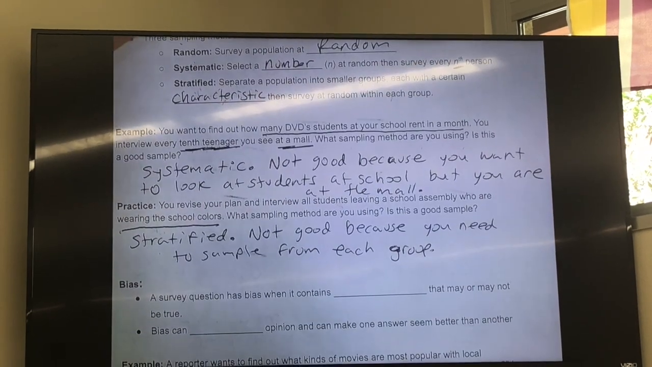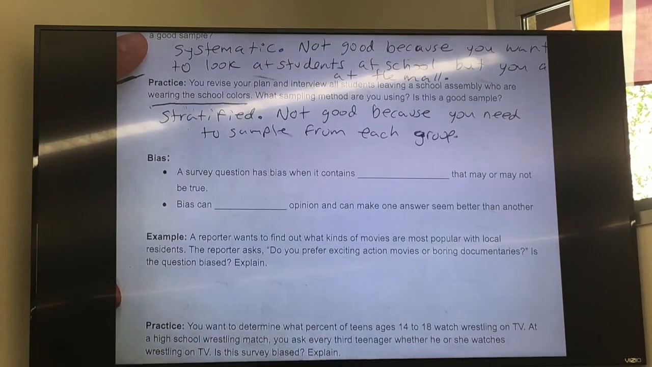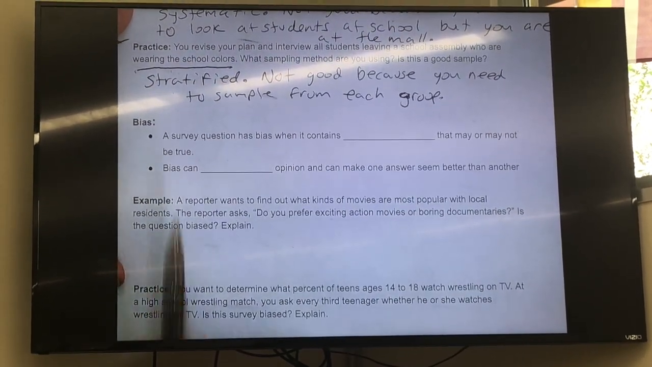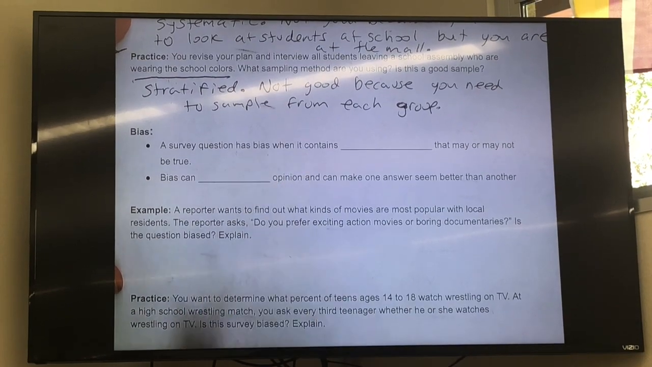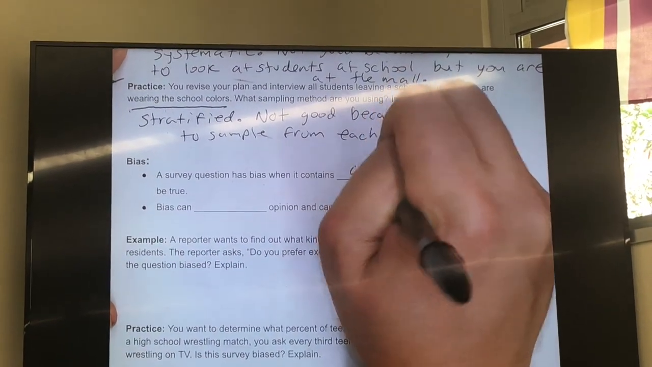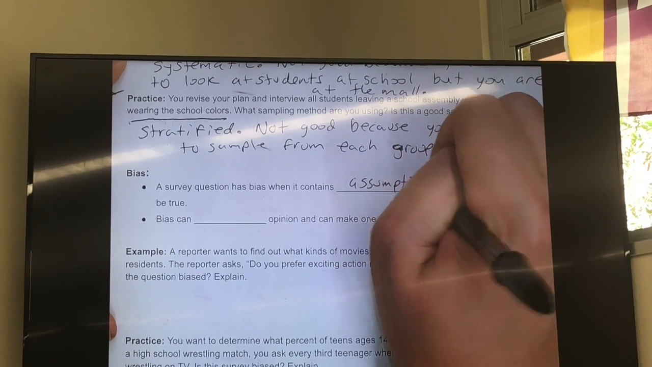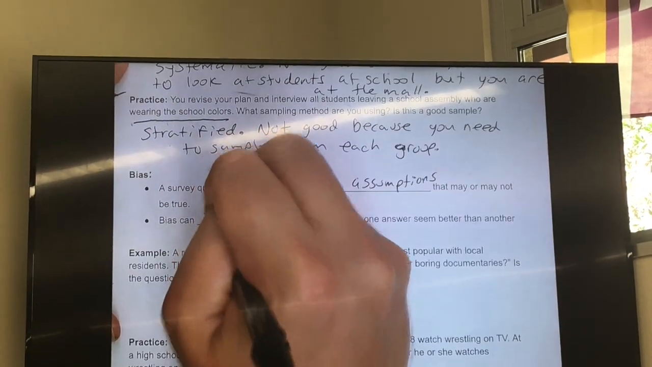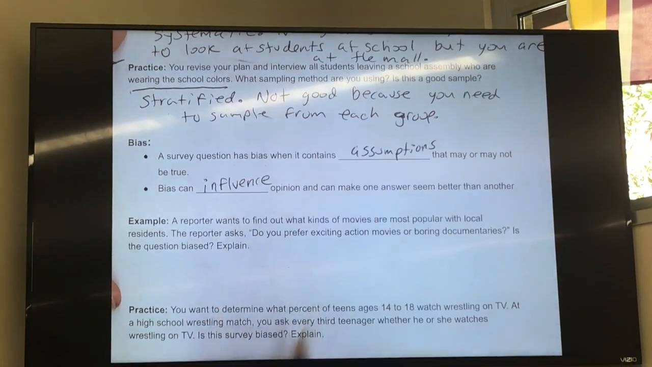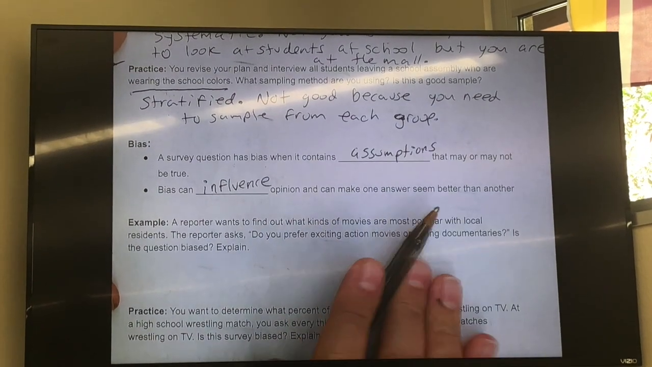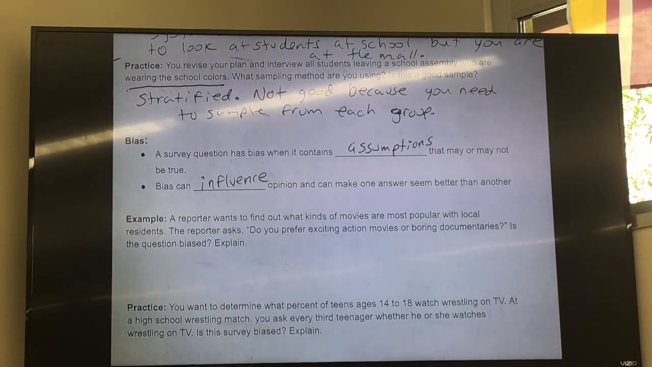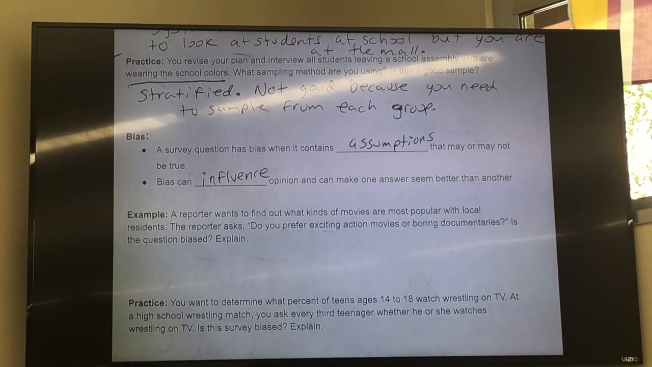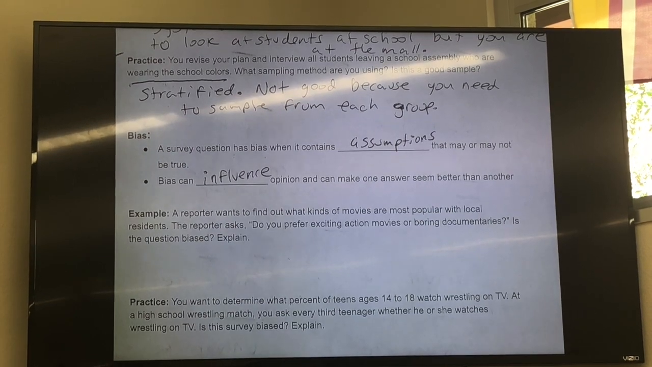And our last section then is determining if these things have bias in them. Okay? So let's talk about what bias is. A survey question has bias when it contains assumptions that may or may not be true. Bias can influence opinion and can make one answer seem better than the other. So, me and Miss May, we never bias you, right? Math is obviously the best class on our charter campus, and you all know that. We don't need to try to convince you of that, okay?